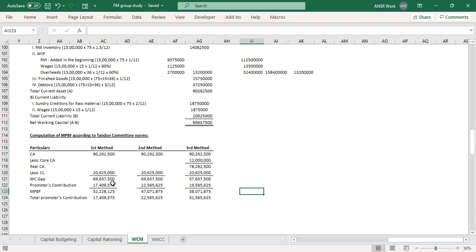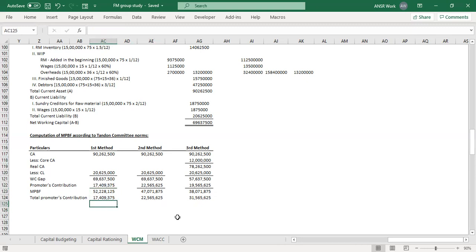Working capital requirement was 69 637 500. You got finance of 52 28 125, right? That will give you 7409. Similarly, if you do the same thing for the rest of the methods, you will get the promoter's contribution. So this is not needed in the exam for the final step? No, just for knowledge purposes, you can just have it in your mind. Just look at the trend also.